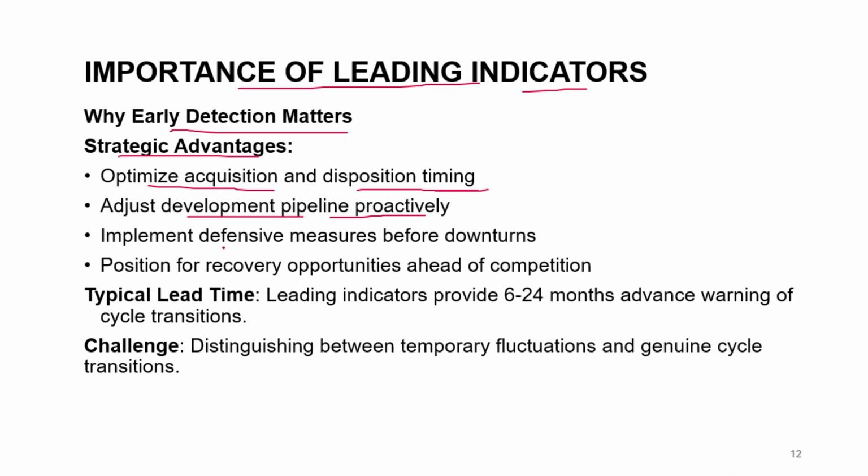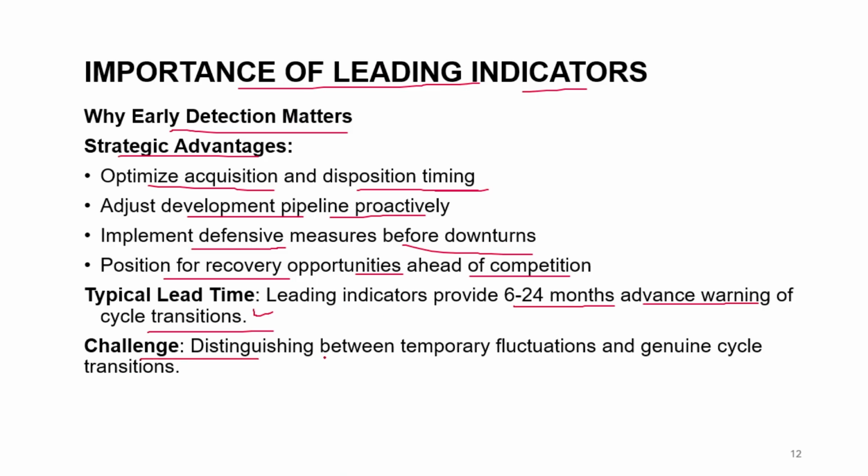So, we will adjust the development pipeline as per the upcoming period. So, we will plan accordingly, and then implement defensive measures before downturn. We can implement these defensive measures because we know what is about to come, and position for recovery opportunities ahead of the competition. So, this way if we can early detect, then we can plan accordingly. So, typical lead time, leading indicators provide 6 to 24 months advance warning of the cycle transition. But how to read these signs is something which not everyone can do. This has to be dependent on one person to another person. Also, you might not be exactly right with the timing, but generally if you can favorably predict the overall direction, that may be well suited for you.